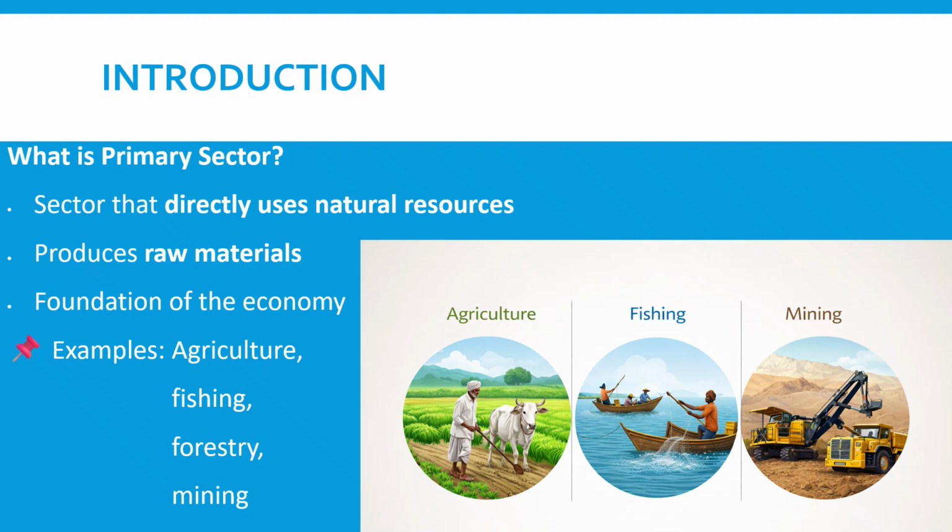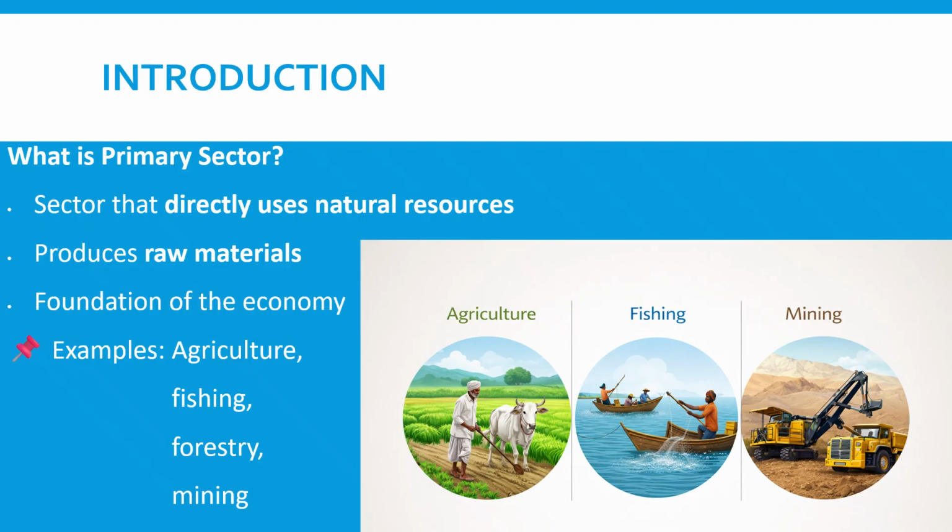The primary sector refers to economic activities that directly use natural resources. These activities involve extraction and production of raw materials from nature. For example, agriculture, fishing, forestry, mining. This sector is called the foundation of the economy because every other sector depends on it.